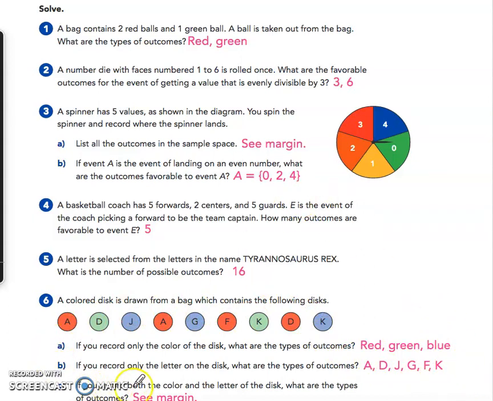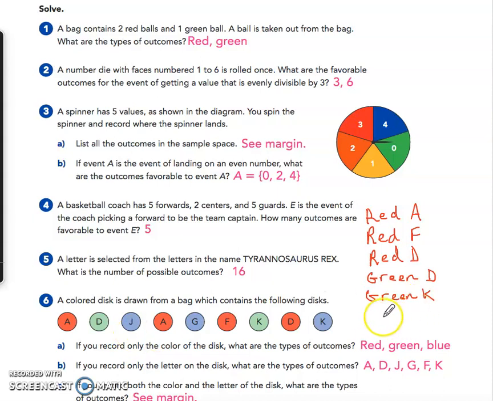If you record both the color and the letter of the disc, what are the types of outcomes? Well, I can have a red A. That's one outcome. I can have a red F. Or I can have a red D. I can have a green D. I can have a green K.